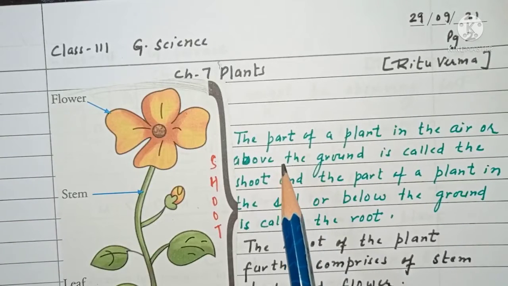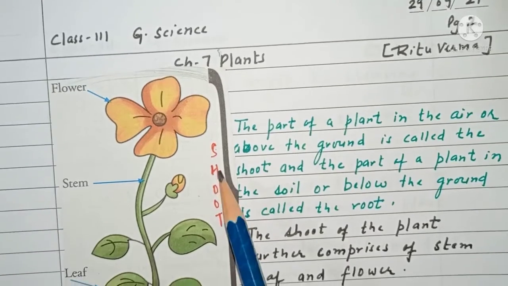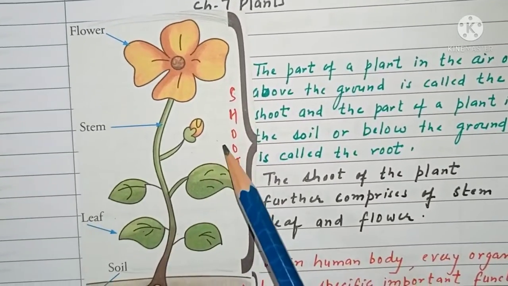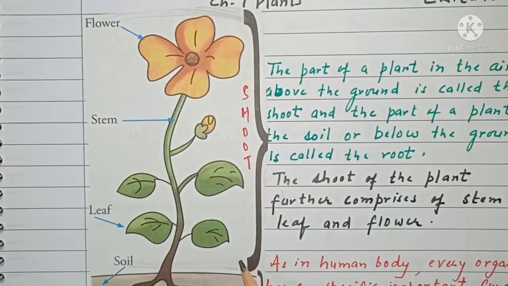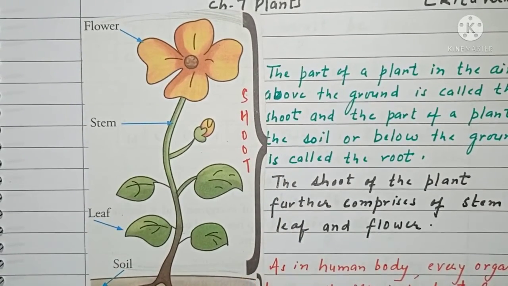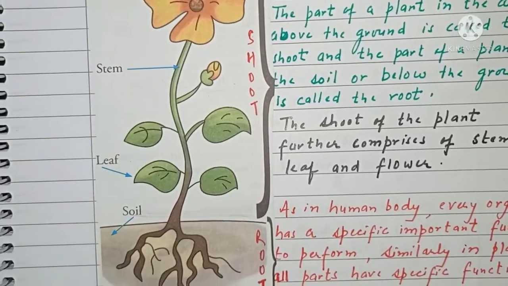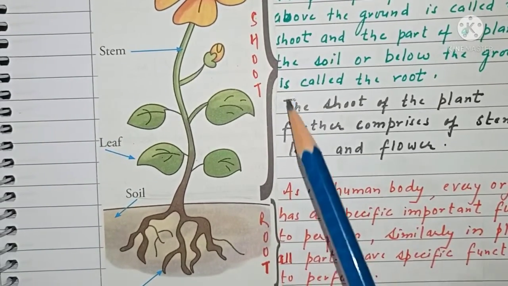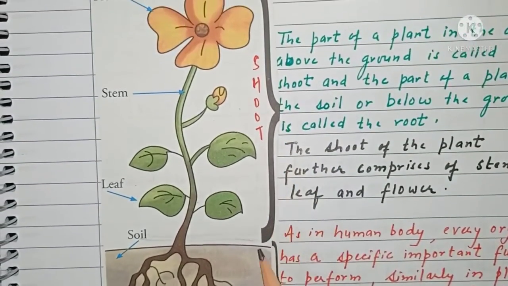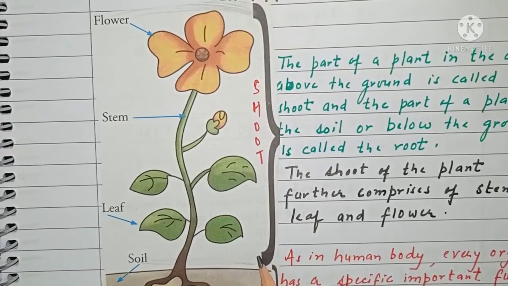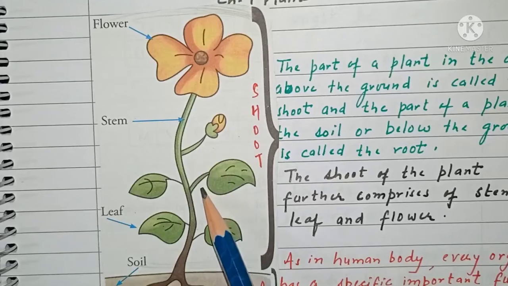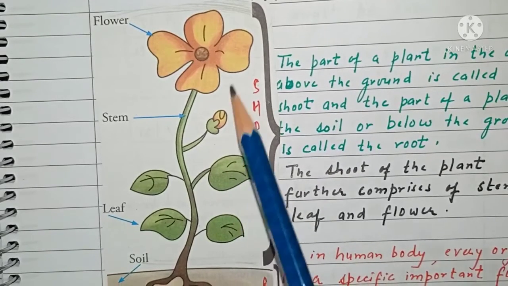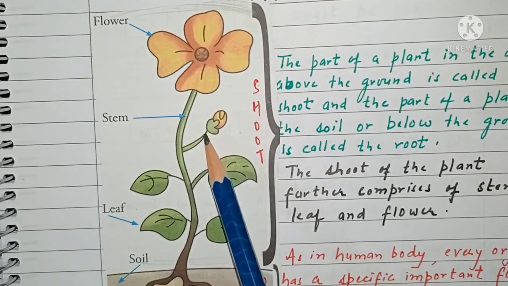The part of a plant in the air or above the ground is called the shoot, and the part which is below the ground is called the root. The shoot of a plant further comprises of the stem, the leaf, and the flower.